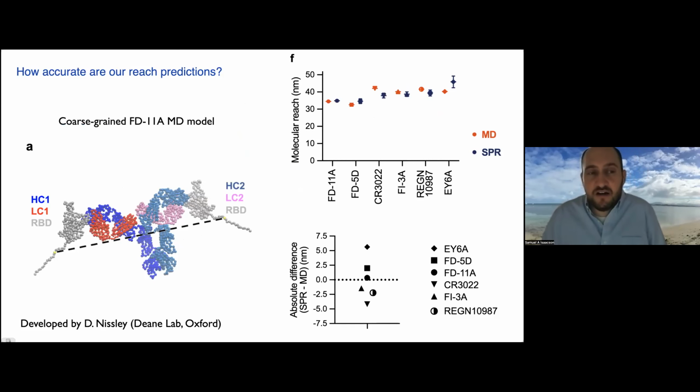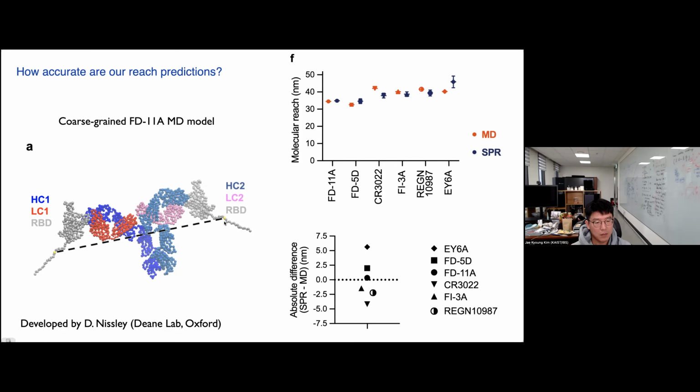Then we did a second set of validation, which was to ask: are the reach values that we're getting reasonable? And this is where Dan Nisley came in. He's a postdoc in Charlotte Dean's lab, and he found 6 of these antibodies that they actually had the all-atom structures for. And he built coarse-grained molecular dynamics models of how those antibodies can bind to RBD. So here's the FD11A protein. Here's one receptor binding domain binding to one binding site on it, one arm, and here's another one. And here's where they're tethered, which is our approximation to the SPR attachment points.